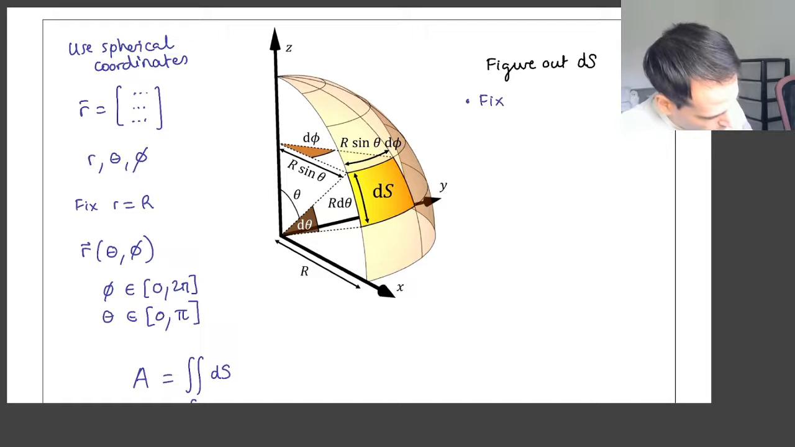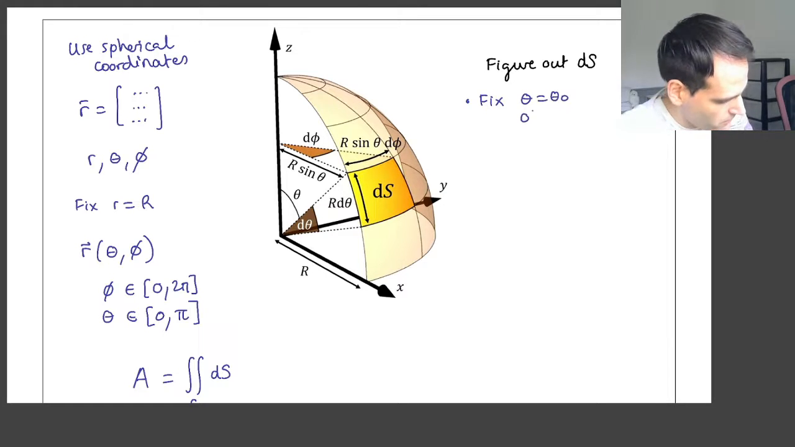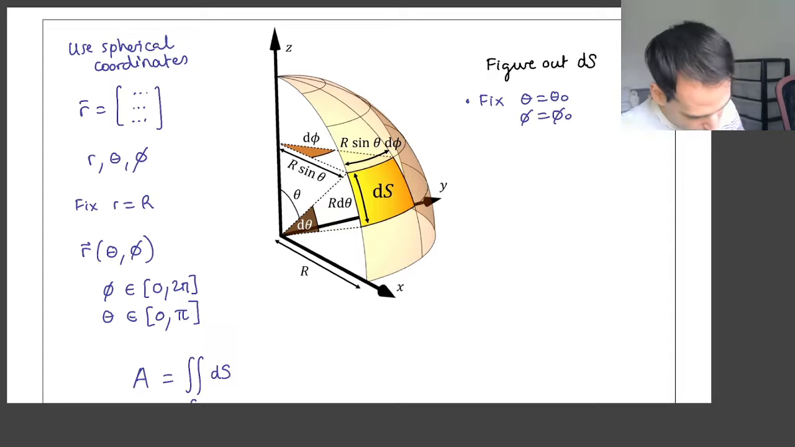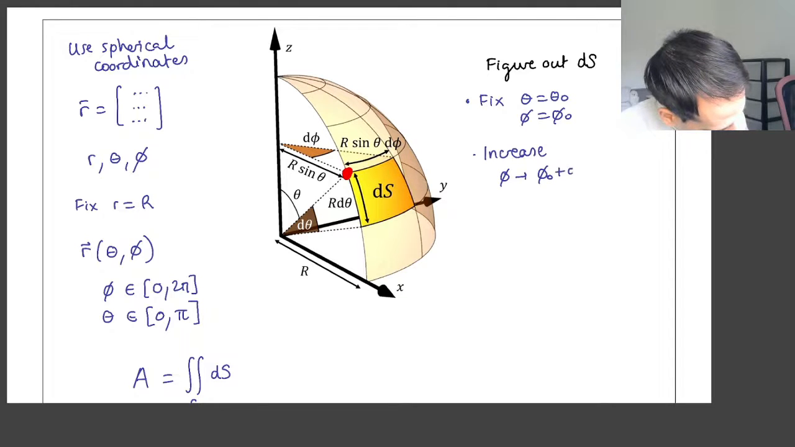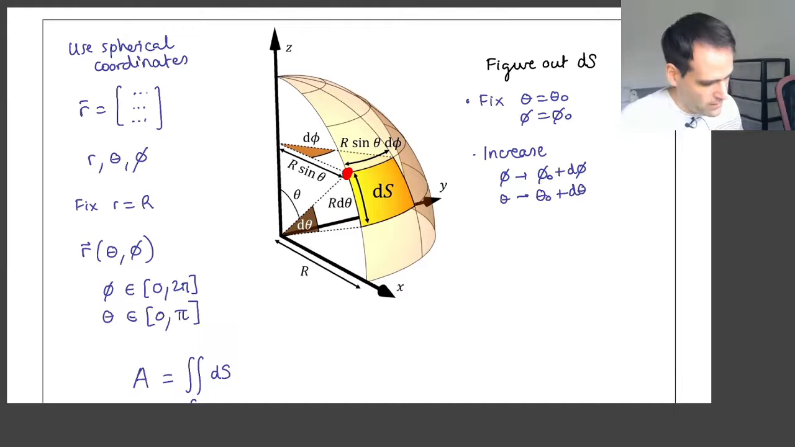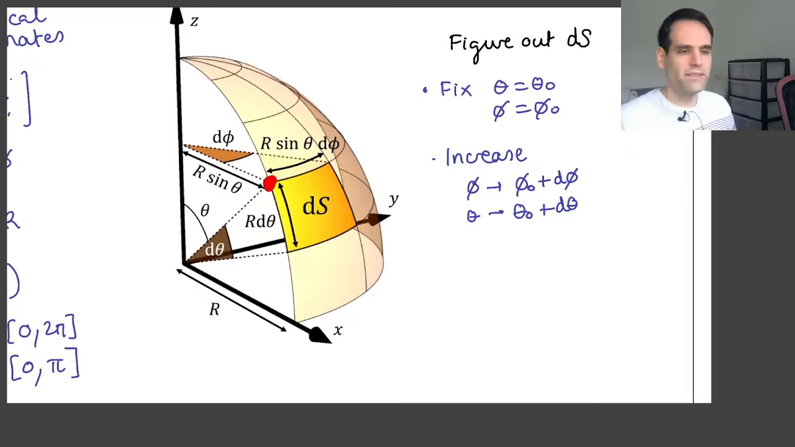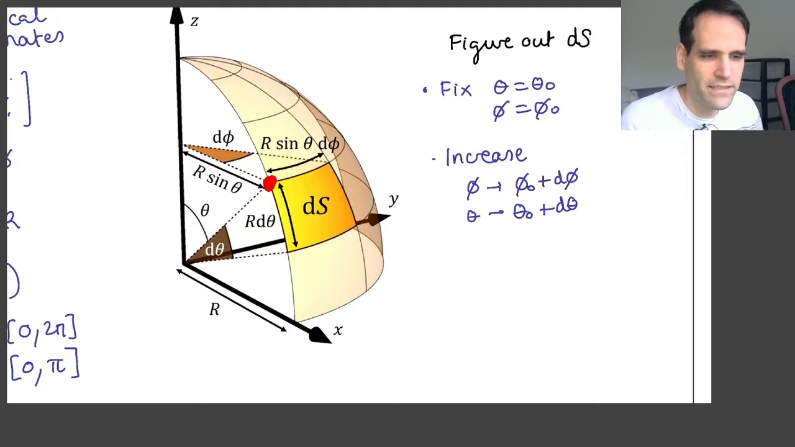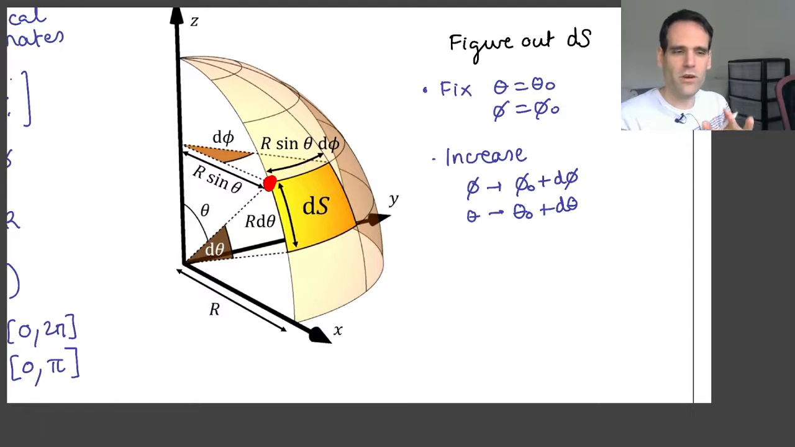fixing the two parameters, so theta equals theta 0 and phi equals phi 0. Therefore we are at some point along the surface. Let's say that we are here. Now we increase the two parameters by a differential amount. So phi goes to phi 0 plus d phi, and theta goes to theta 0 plus d theta. Here I am drawing, and this drawing becomes a bit ugly. I agree with you. It's not easy to find ds for a sphere with geometrical intuition, but I'm showing you that it can be done.